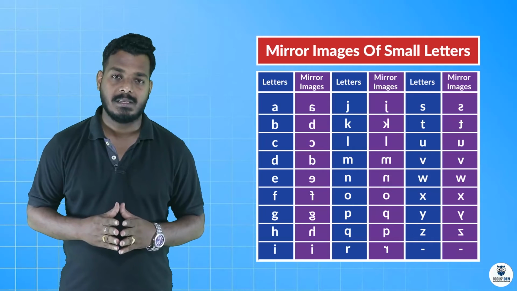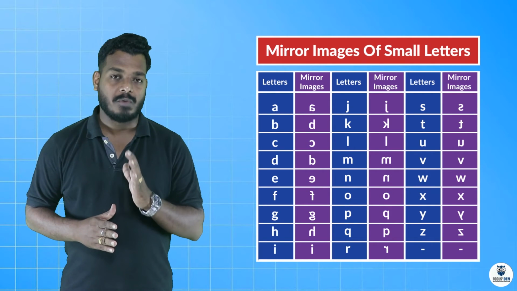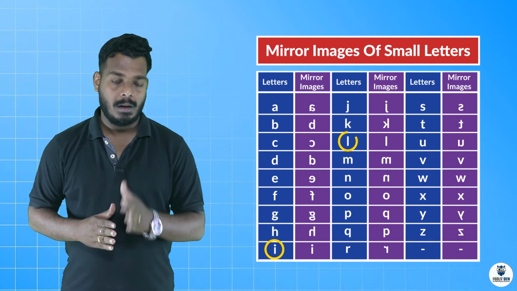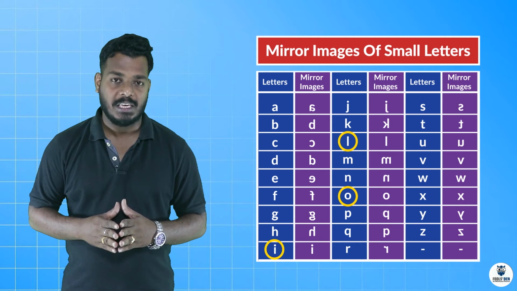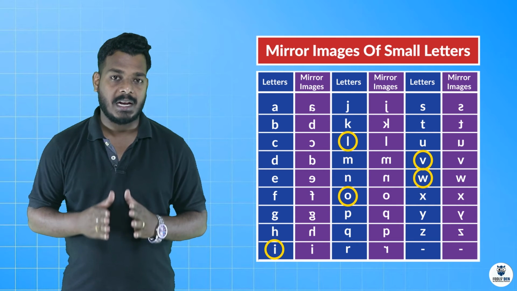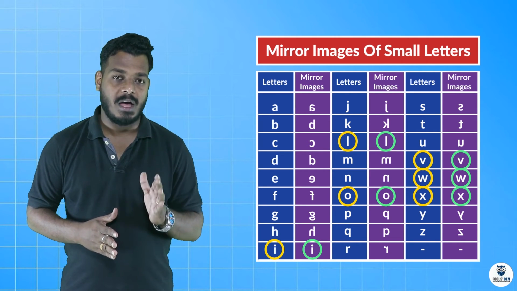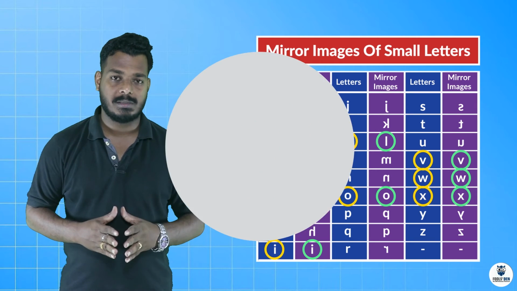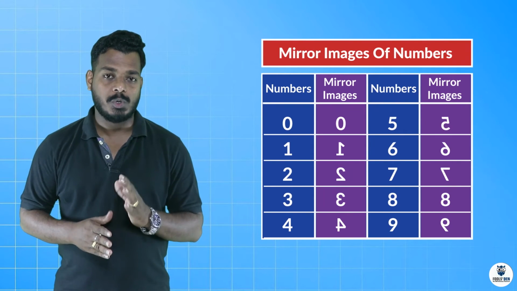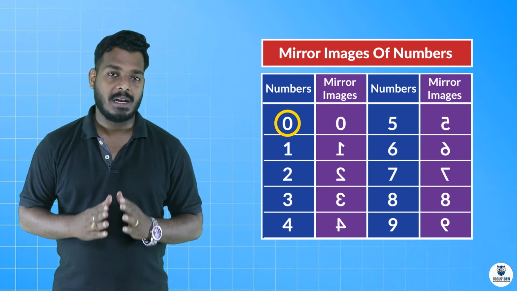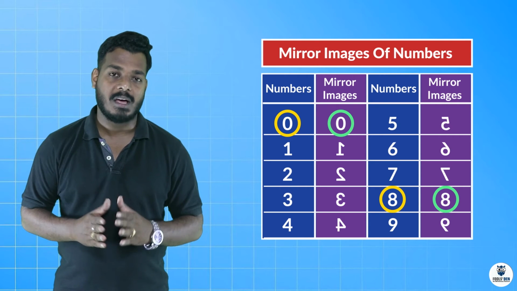And as far as the mirror images of small letters are concerned, the mirror images of I, L, O, V, W and X are the same. That is, the mirror images are similar to the original images. And as far as the numbers are concerned, there are only two digits, 0 and 8, whose mirror images are similar to the original numbers.